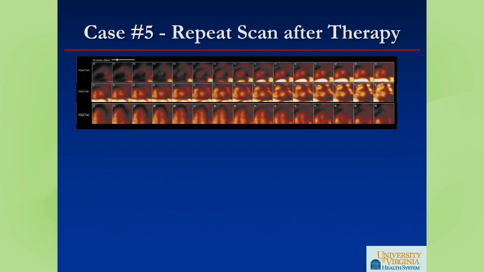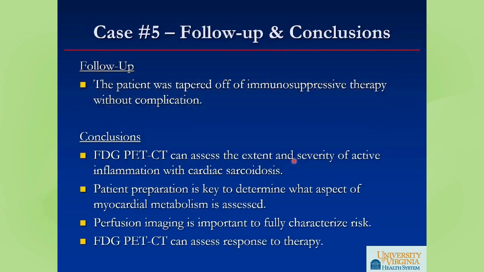Another thing that's really nice with this inflammation imaging is that we can actually repeat the scan after the patient has received definitive therapy. And here you can see this is just the FDG, and all of that uptake is actually blood pool, and the dark area around it is the myocardium. So this patient had complete resolution in their FDG uptake, and so this is someone who has responded well to therapy. So in follow-up, the patient was tapered off of their immunosuppressive therapy without complication. So FDG PET-CT can assess the extent and severity of active inflammation with cardiac sarcoidosis.